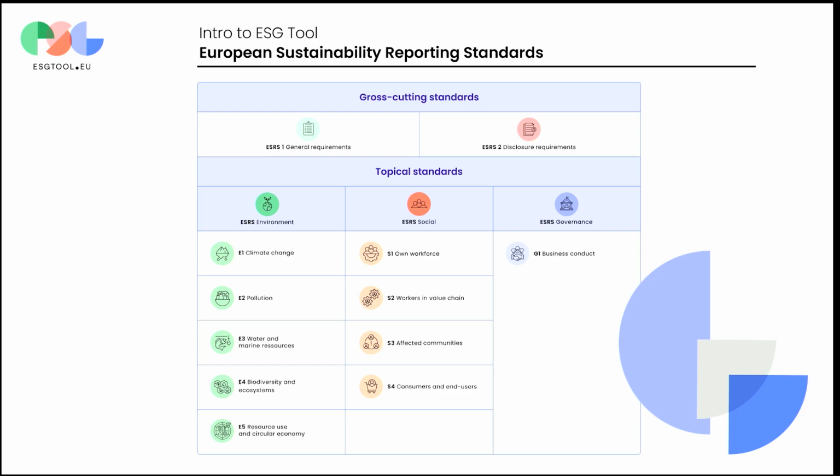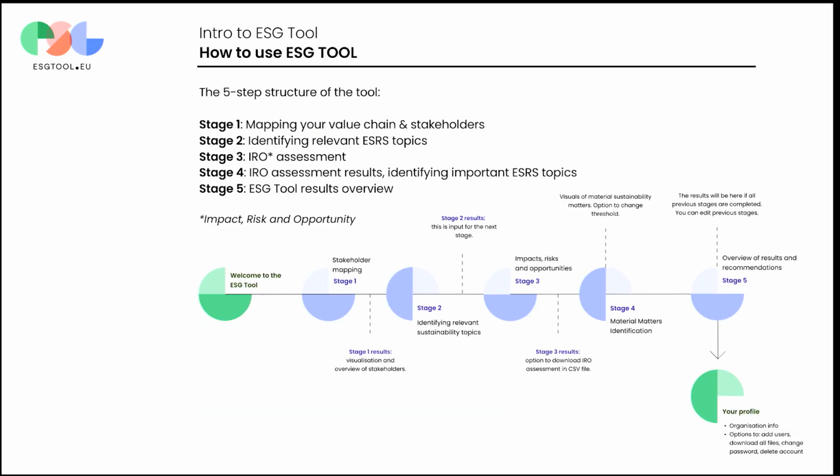And this is how the tool is set up then. It has 5 stages. The first stage covers value chain and stakeholders. So how it does it is that you list your stakeholders in 3 groups based on the value chain aspect. So who are stakeholders in my own operations? So this is my own company, plus if I have any subsidiaries or if I'm part of a group.